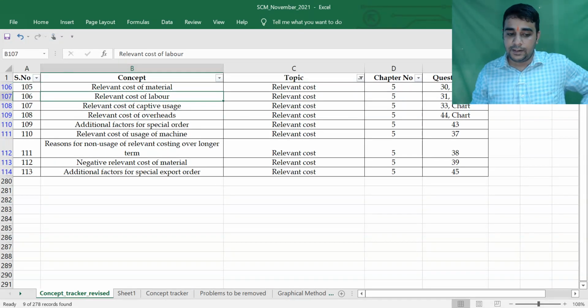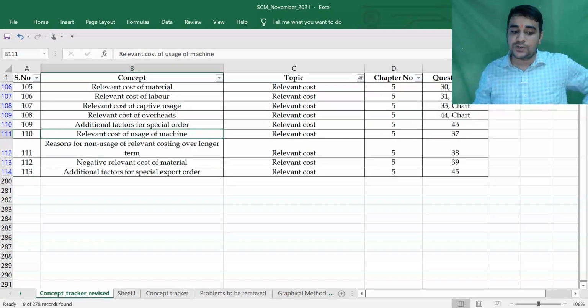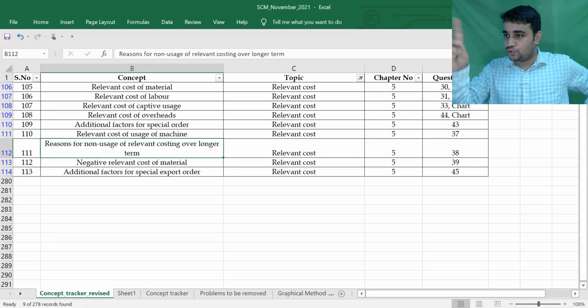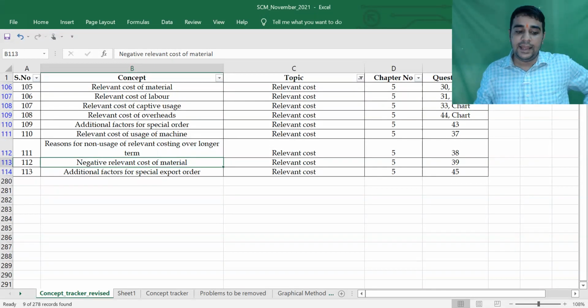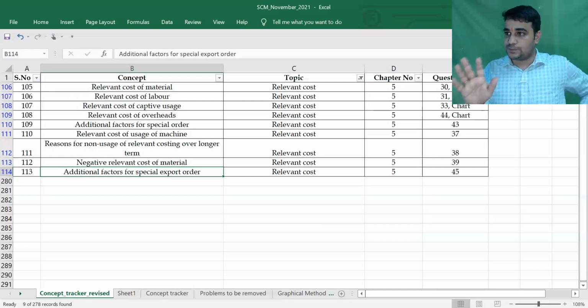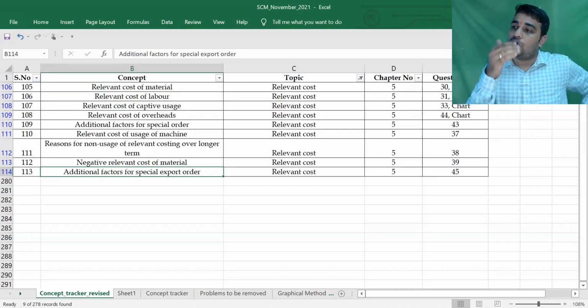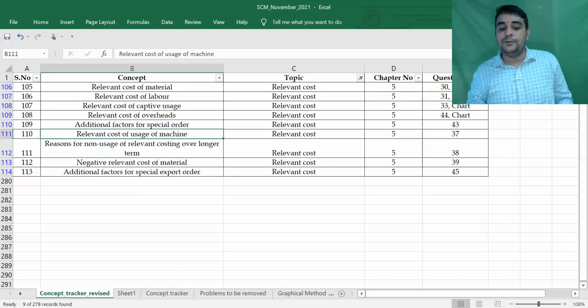Relevant cost of labor, relevant cost of captive usage, relevant cost of overheads, additional factors for a special order, maybe this question it could be, relevant cost of usage of machine, reasons for non-usage of relevant costing over the longer term. Those 2-3 points which I was saying, why you don't want to use relevant costing. Negative relevant cost of material, I think the research cost which we saw, additional factors for a special export order. So these are the core concepts I want you to revise the day before the exam. I'll give you this separately.